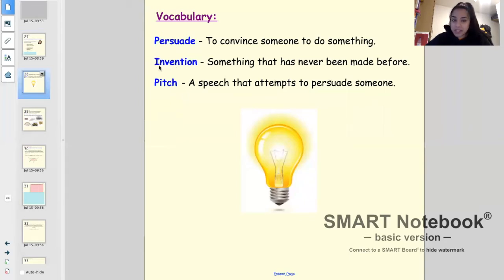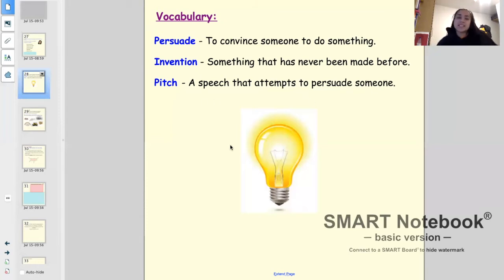So an invention is something that has never been made before. So we've got a picture of a light bulb. Before light bulbs were invented, people used to use candles and flames to light a room. And then the light bulb was invented, and this was used to replace flames and candles. Then we have pitch. So a speech that attempts to persuade someone.